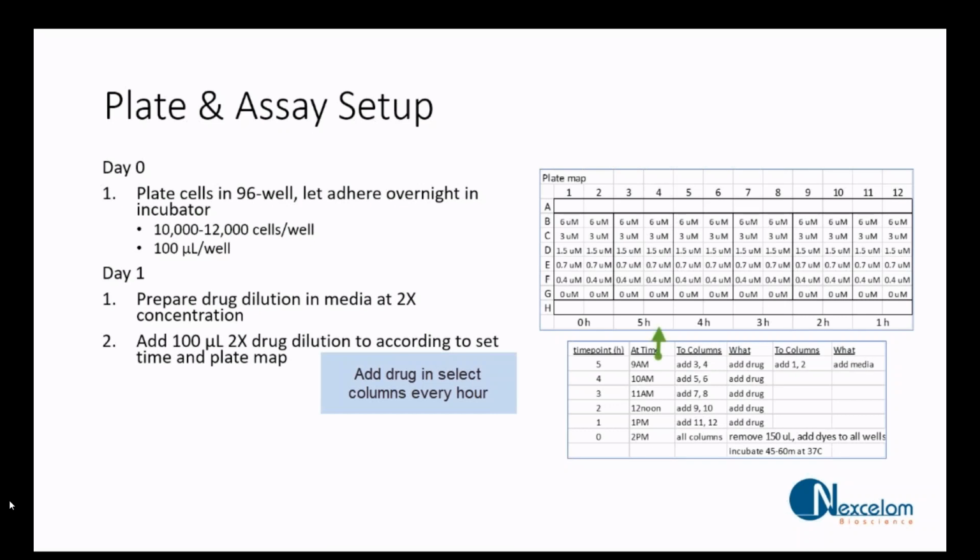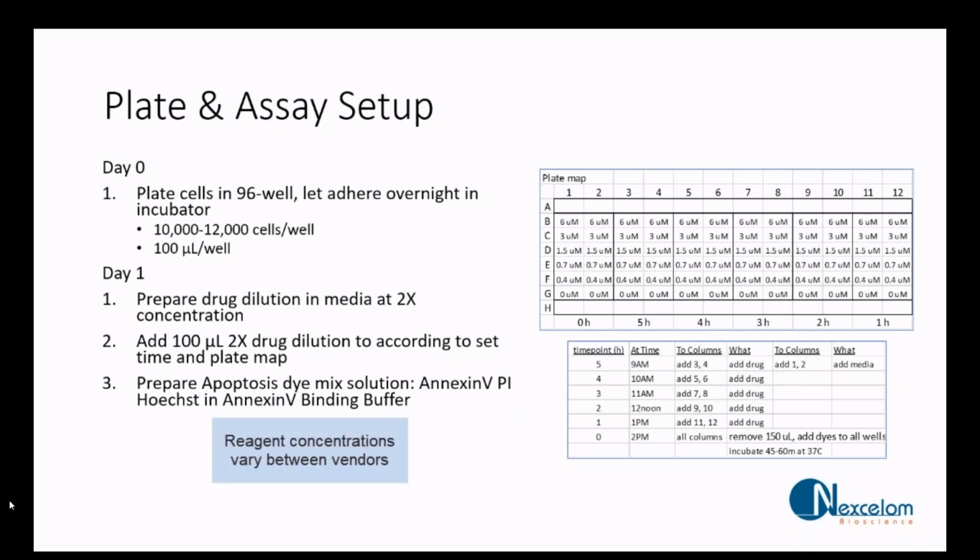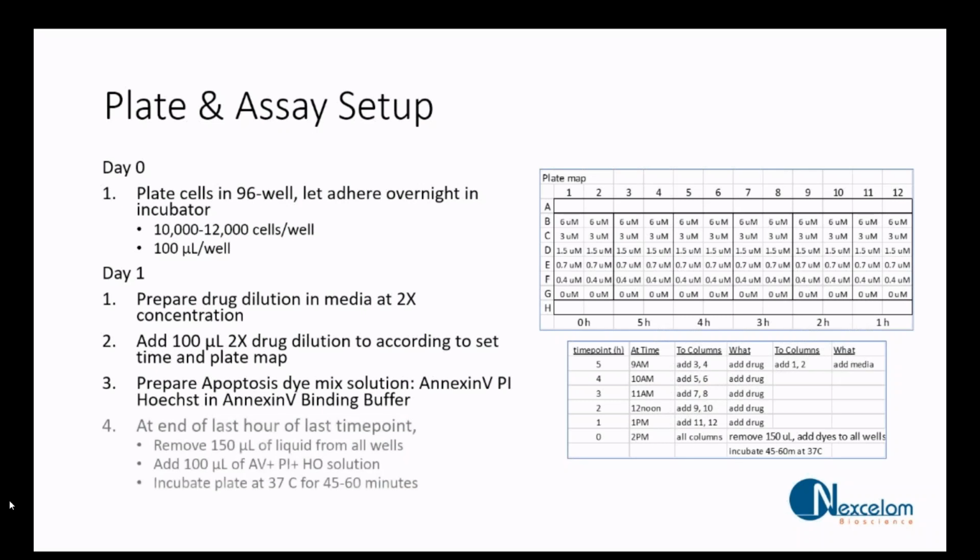And then I'll be adding drugs selectively on certain hours. So columns 3, 4 will be early in the morning, and then every hour I'm adding more drug to the next 2 columns over. At the end, I'm going to be adding the Annexin 5 PI in Hoechst concentration that I've worked with. Each vendor has different concentrations, so just be careful if you're going to try this. You should probably titrate it out to figure out what's going to give you signal without background.